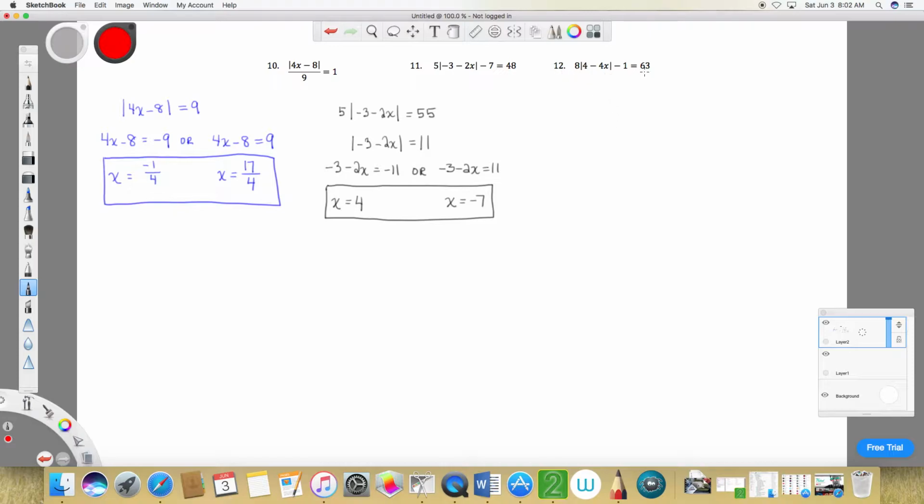All right, so in number 12, we've got two terms on the left-hand side. We want to get the term that contains the absolute value by itself. So we want to add 1 to each side of this equation. 63 plus 1 is 64. If we divide both sides of this equation by positive 8, we get the absolute value by itself. And now we can split this into two equations.